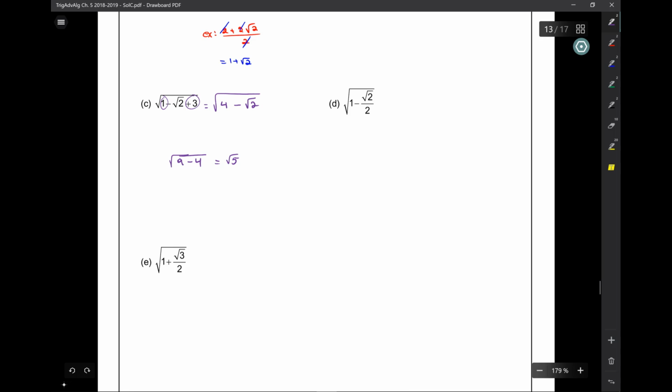Now, can you take this out and say, okay, root 9 is 3, minus root 4 is 2, and that's a 1? No. You see how you get a completely different answer? You can't do that. Okay? All right, here, couple ways to do this.